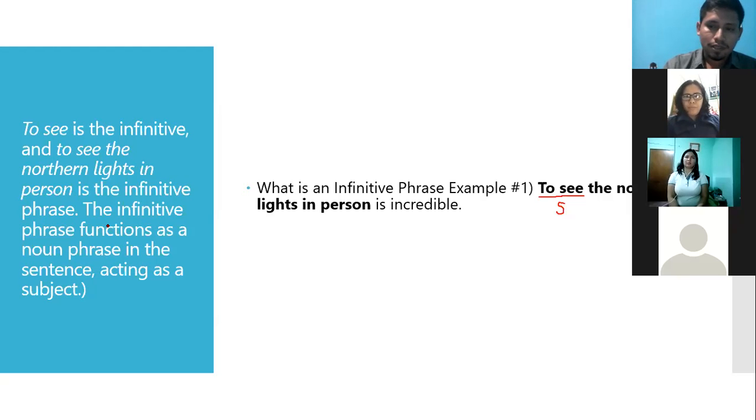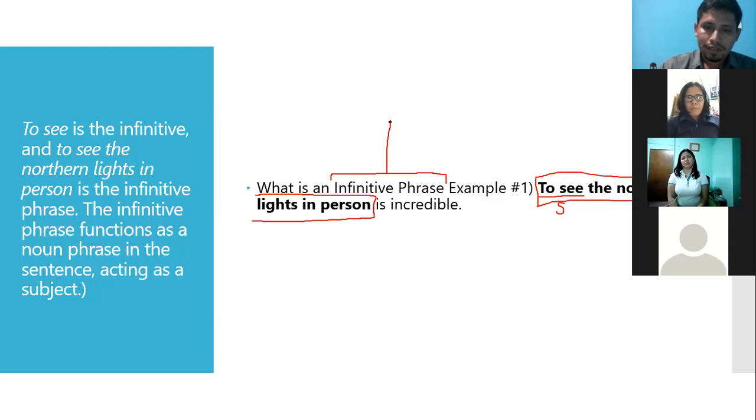To see the northern light in person. The whole phrase here, in this one, becomes an infinitive phrase. All this thing is an infinitive phrase.